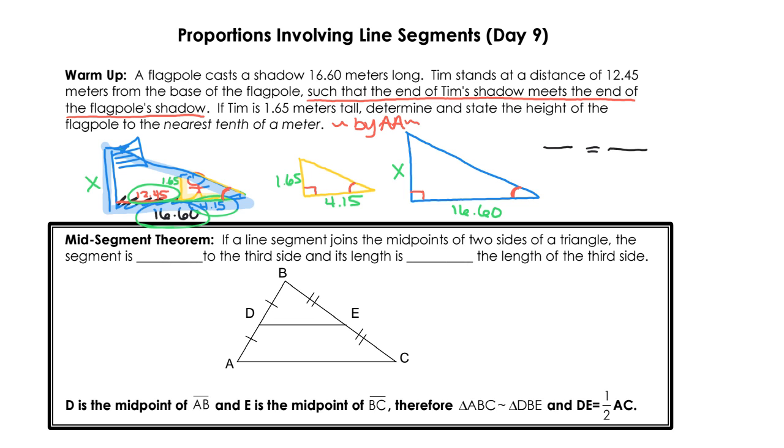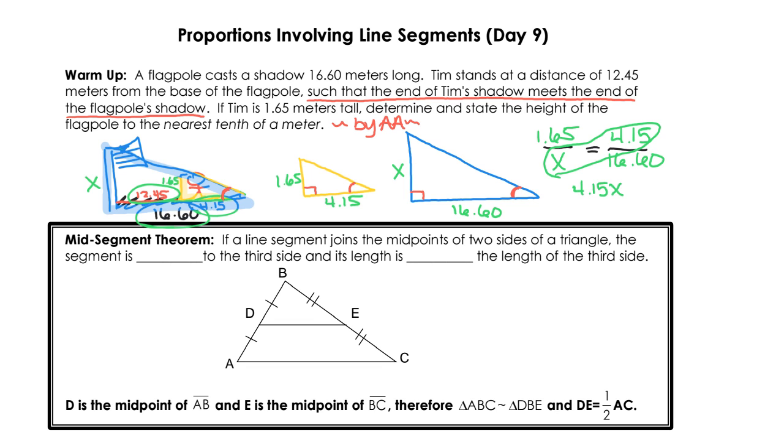And a proportion is a fraction equal to a fraction. So if we go ahead and set up our first fraction of 1.65 over the corresponding side of x, that should equal our 4.15 over its corresponding side of 16.60. And now all we have to do is cross multiply. This will be the easy cross.